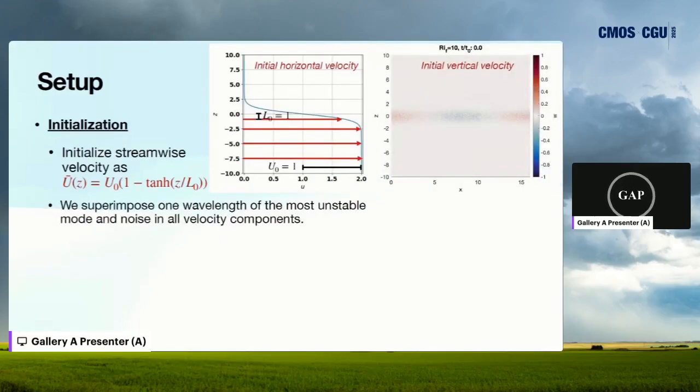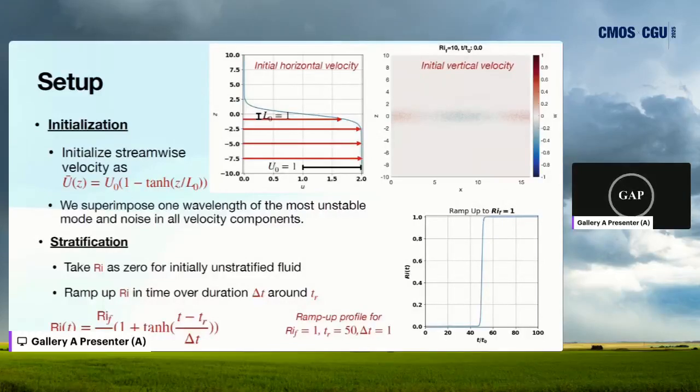We superimpose one wavelength of the most unstable mode in all of our velocity components. The most unstable mode corresponds to the instability which would be the fastest growing. And you can see that indicated on the vertical velocity there, where we have one wavelength of that most unstable mode in our initial vertical velocity.